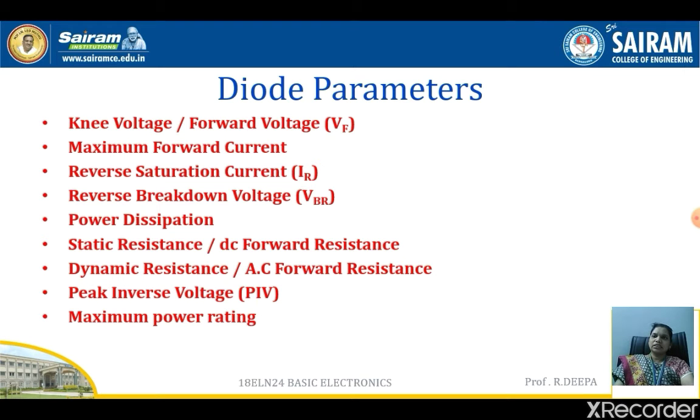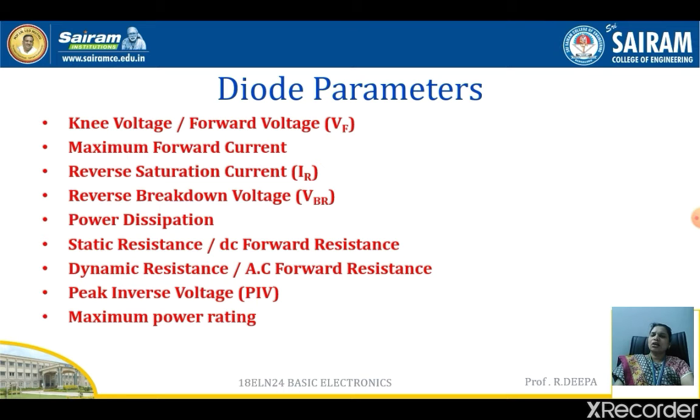Static resistance or DC forward resistance. This is the forward resistance of a PN junction diode when the PN junction is used in a DC circuit and the applied forward voltage is a DC, and it is denoted by capital letter R with suffix F, RF. It is also represented as the ratio of the forward DC voltage to the forward DC current.